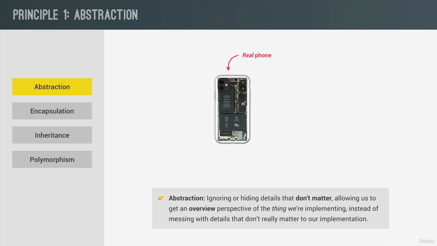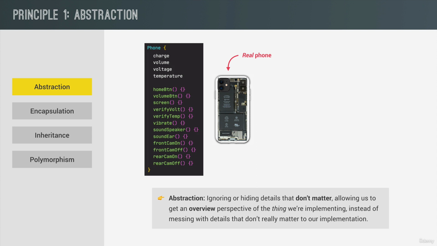So without abstraction, we could design our class to include everything that there is about the phone, including all the internal stuff like verifying the phone's temperature and voltage, turning on the vibration motor or a speaker, and other low-level details. But as a user interacting with a phone, do we really need all of this detail? Well, I guess not, right?